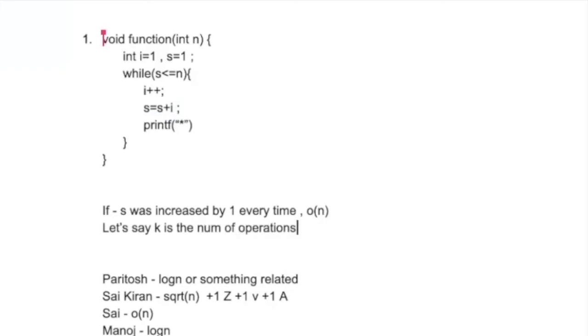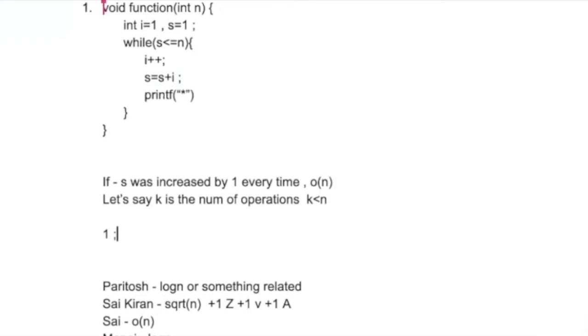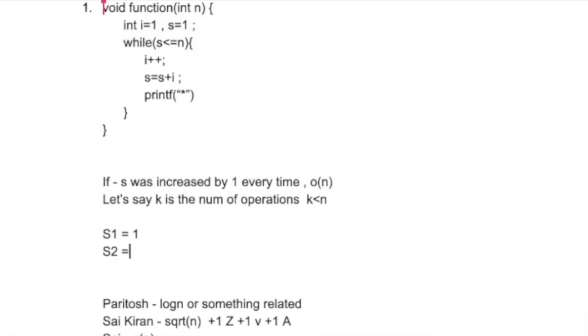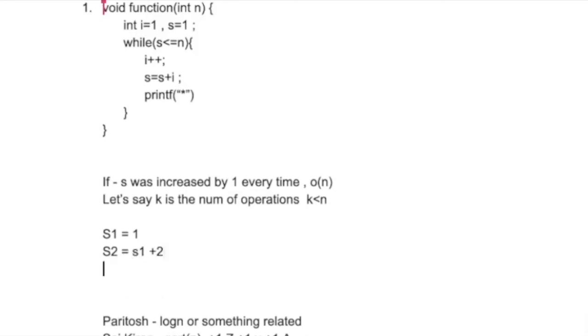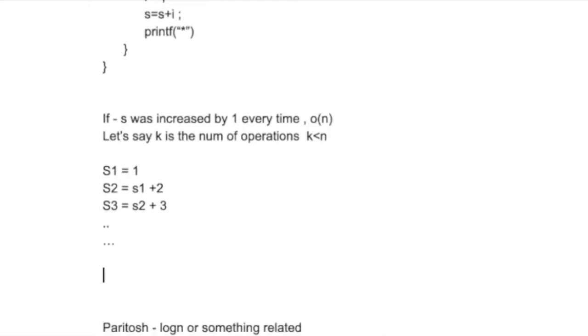Let's say k is the number of operations, and the k value will be less than n, which we already know. If k is the number of operations, this is what will decide my time complexity. The first time, the value of s1 was initially 1. The value of s2 is s1 plus 2. The value of s3 is s2 plus 3. Can we write like this? Similarly, suppose this has gone for k times, because we are saying that k is the number of operations. So the loop will run for k times.